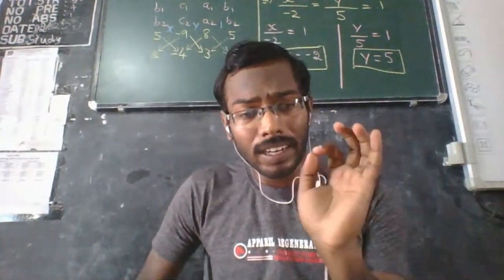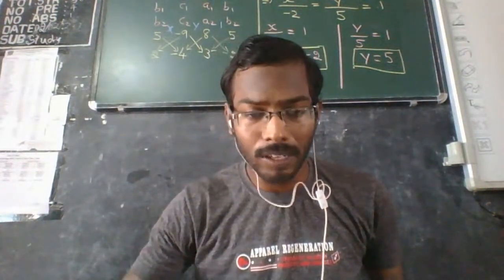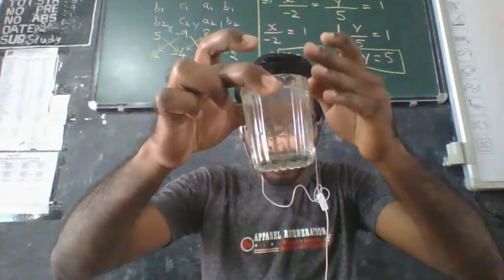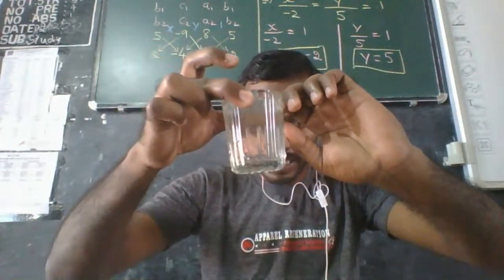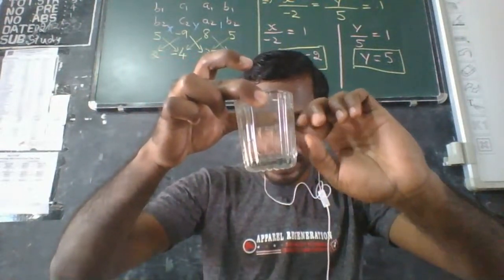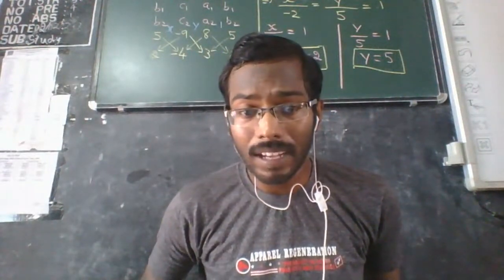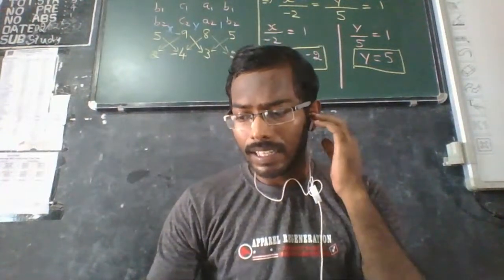Normally a true solution is always a homogeneous mixture. Why? Because the solute particles are uniformly distributed. That is, the top level has the same property, the middle also has the same property, and the bottom level also has the same property. Understood or not?